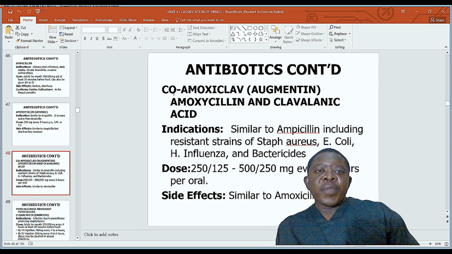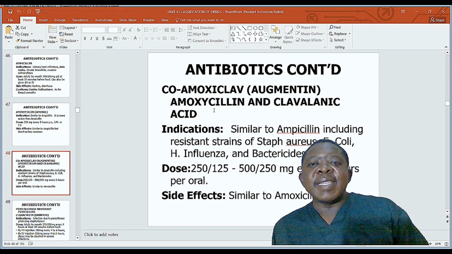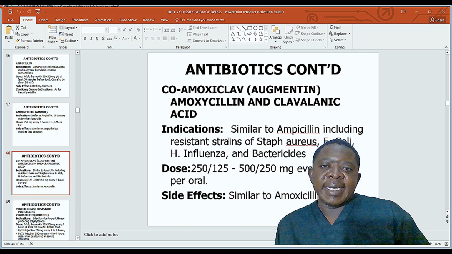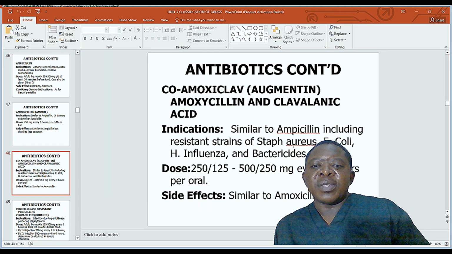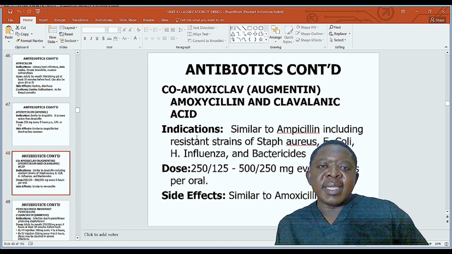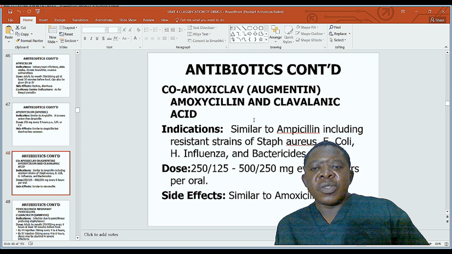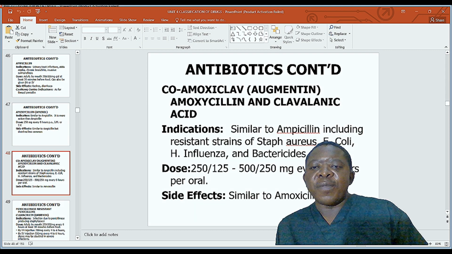Okay, then we have co-amoxiclav, or augmentin: amoxicillin and clavulanic acid. So similar to ampicillin, it is active against resistant strains of Staphylococcus aureus. When you add the clavulanic acid, it will enhance the work of amoxicillin. So it becomes a stronger drug to work against the resistant strains of Staphylococcus aureus, E.